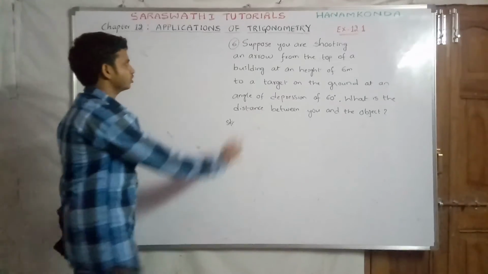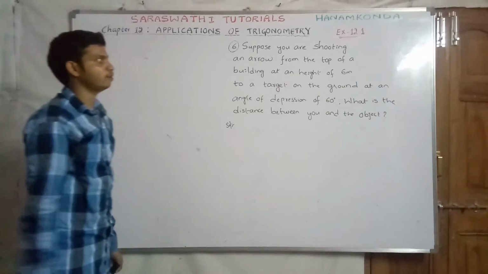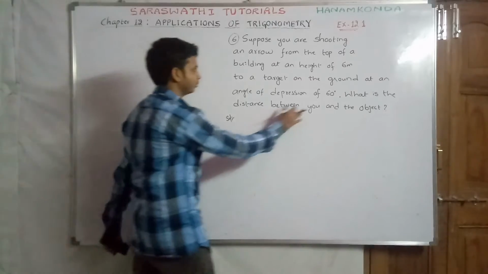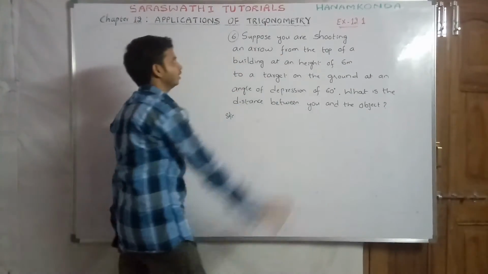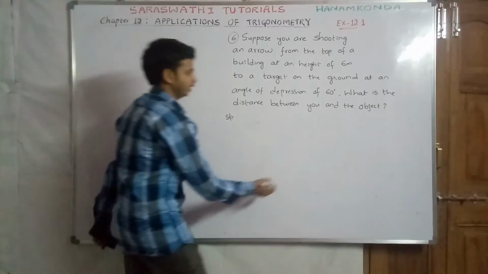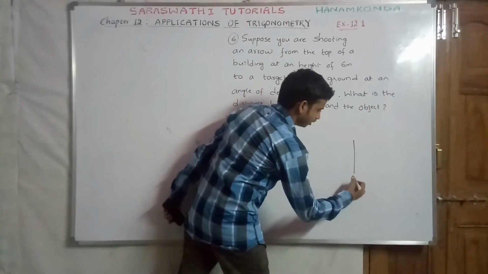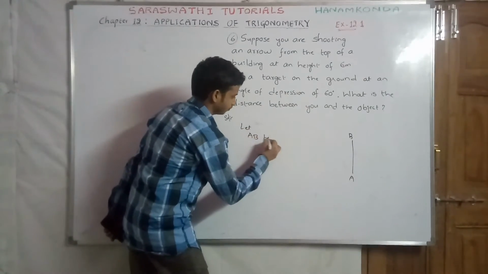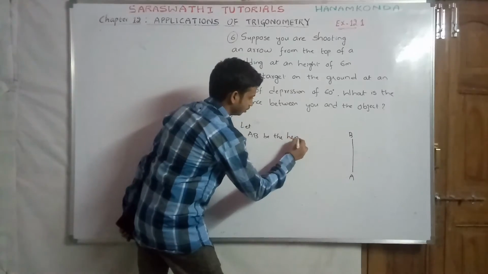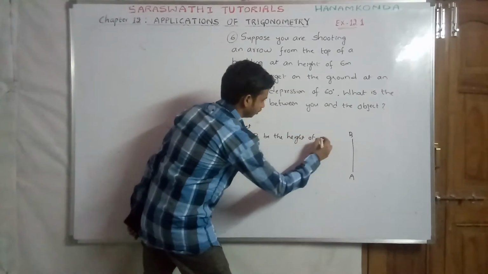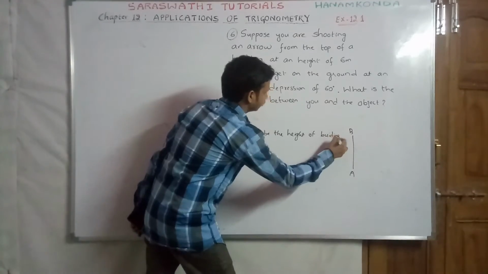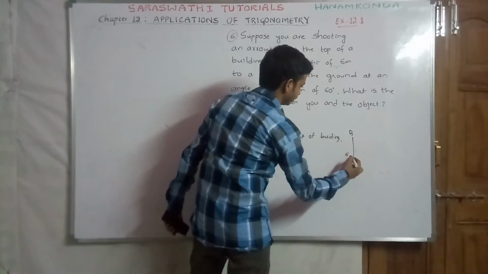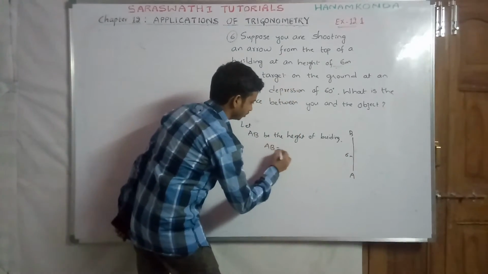Okay, the next question is: suppose you are shooting an arrow from the top of a building at a height of 6 meters to a target on the ground at an angle of depression of 60 degrees. What is the distance between you and the object? So let AB be the height of the building. It is given in the question that the height is 6 meters. That means AB equal to 6 meters.